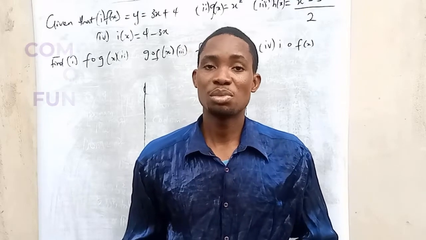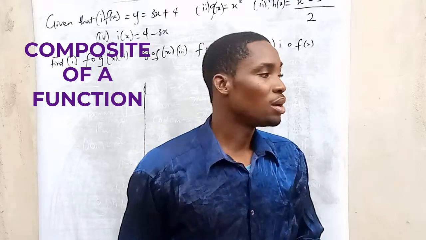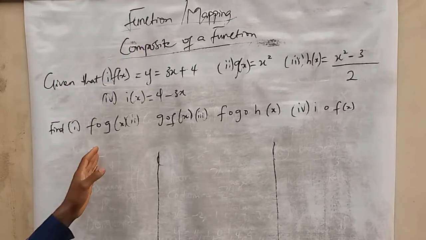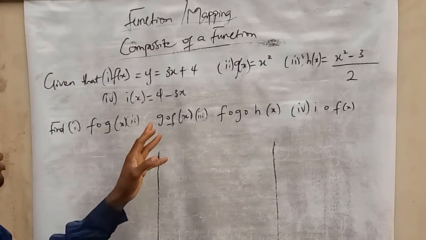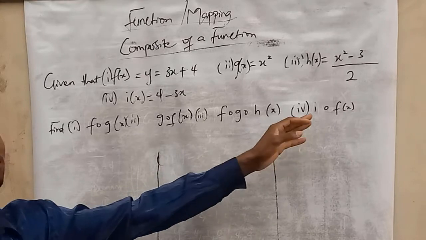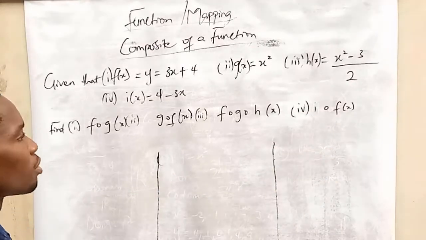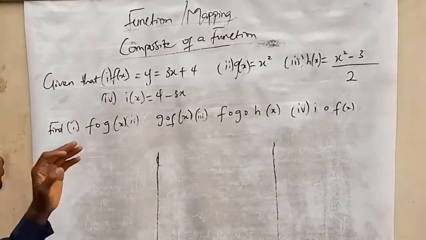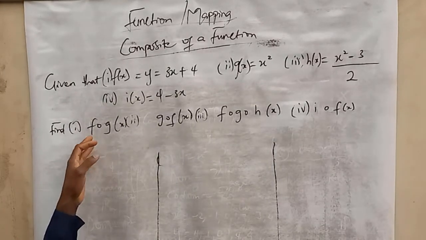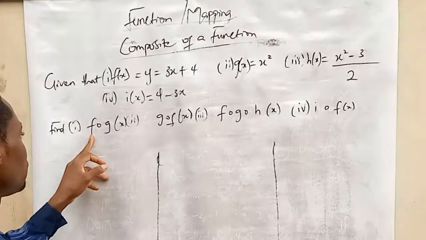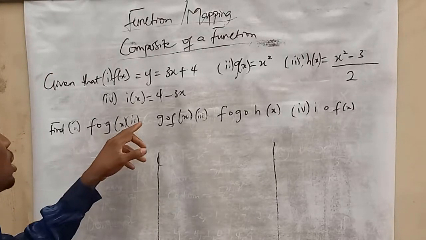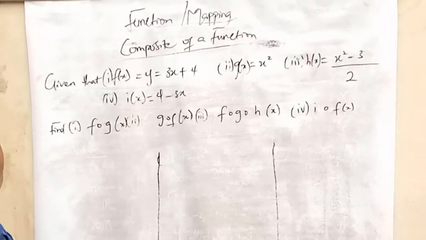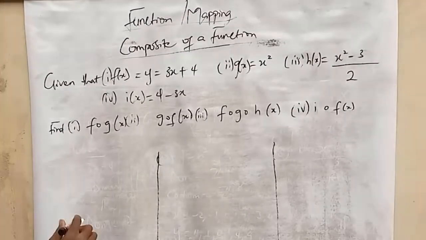In today's class, we're looking at composite of a function. Now, when we talk about composite of a function, we're looking at what we have as f of g, g of f, f of g of h of x, i of f of x, and so on. Now, how do we calculate all this? For all this, we have f to represent a function of x, g, h, and i to represent a function of x in that case.